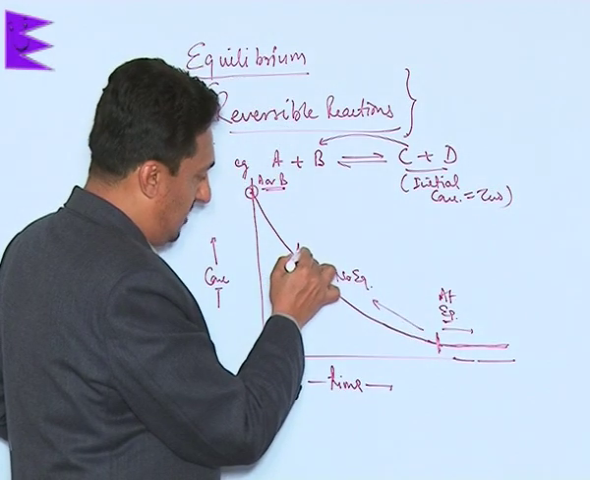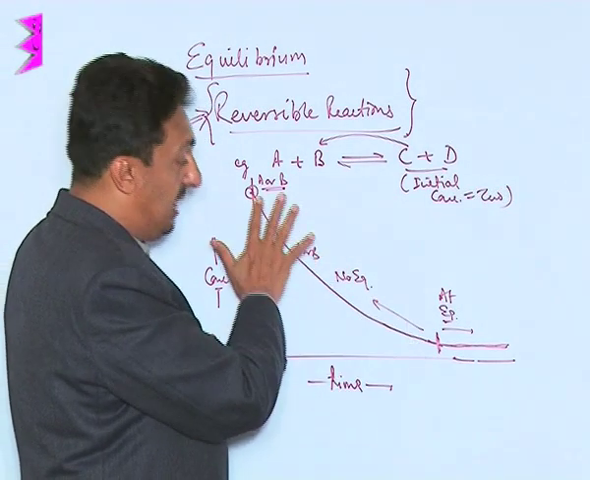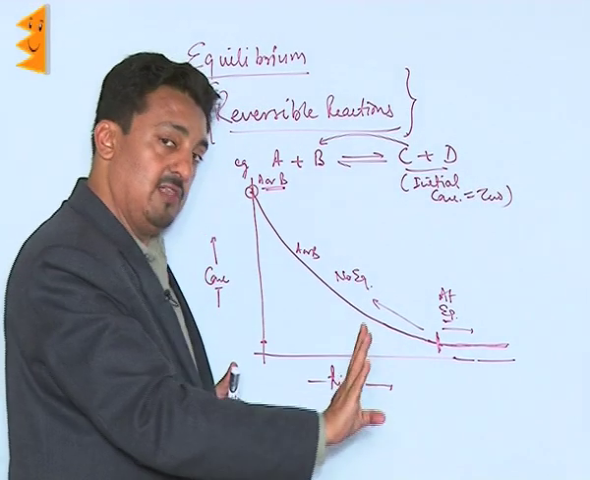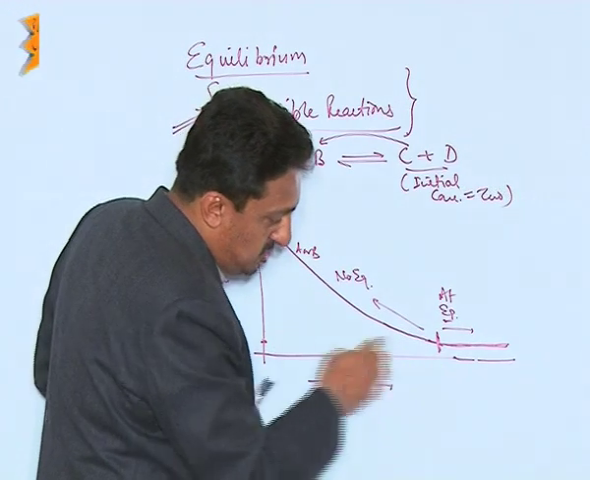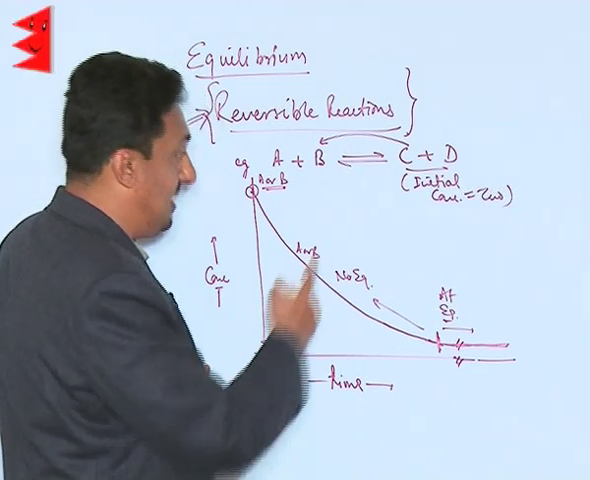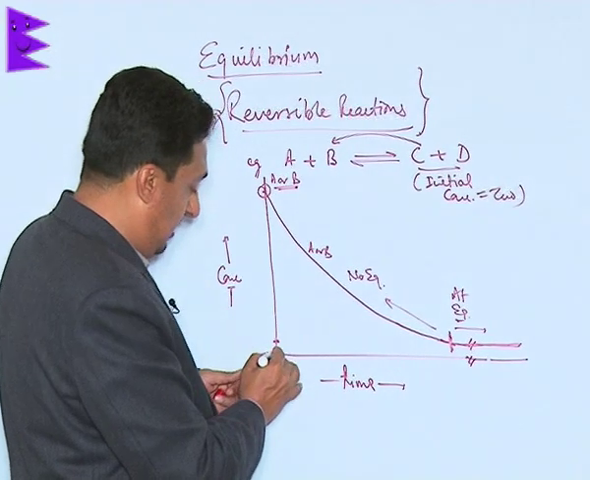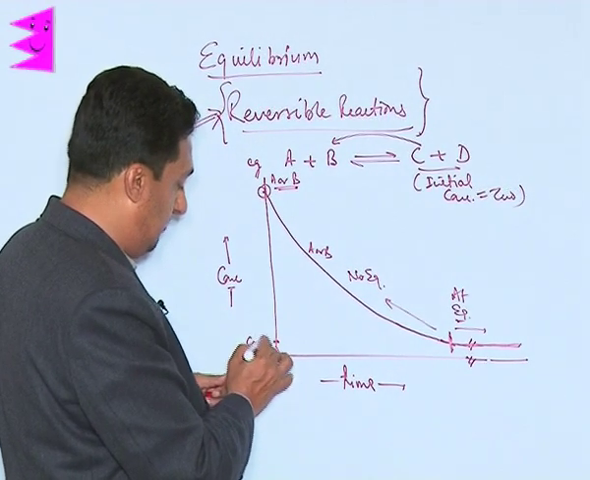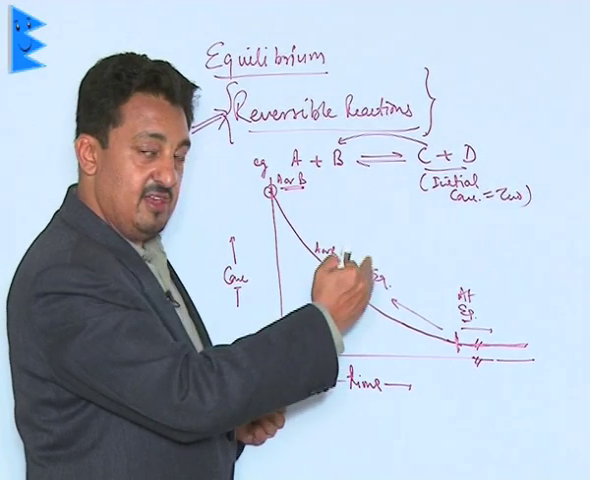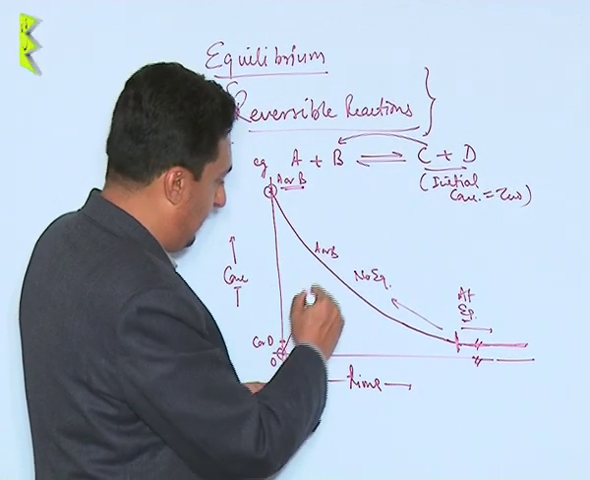So this is for A or B. Always remember, in such a graph plotted for any of the reactants, as long as the graph is curved, it's not involving equilibrium. The moment it becomes parallel to the x-axis, equilibrium is achieved. Similarly, we can represent the same graph for the products. Initially, there were no C and D, so both are 0. As time proceeds, their concentration increases, and the concentration of the reactants decreases. So their concentration will move like this.